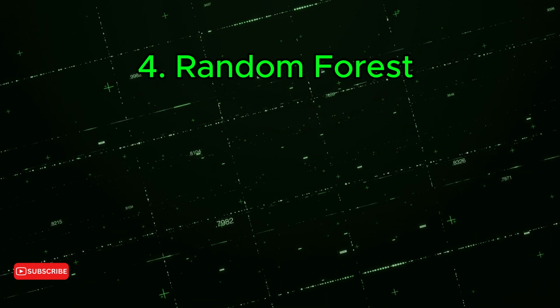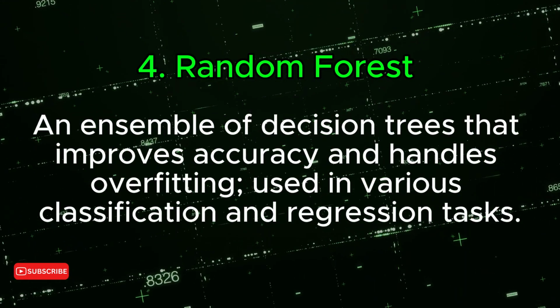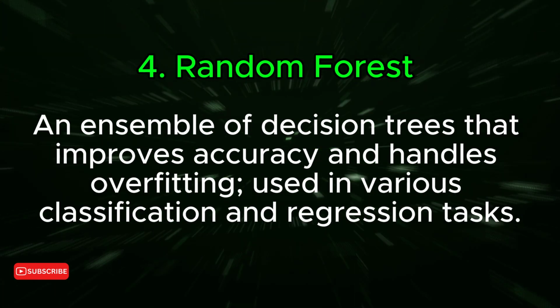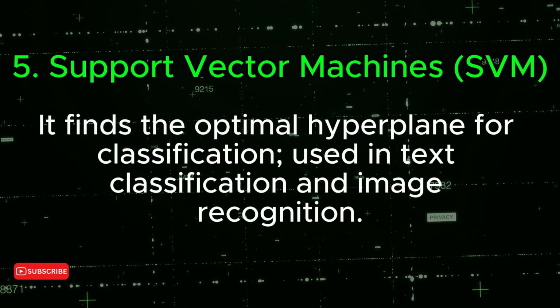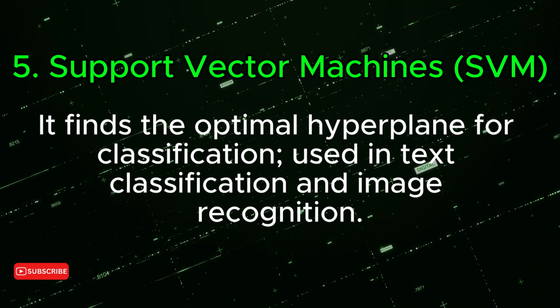4. Random forest. An ensemble of decision trees that improves accuracy and handles overfitting, used in various classification and regression tasks. 5. Support vector machines, SVM. It finds the optimal hyperplane for classification, used in text classification and image recognition.